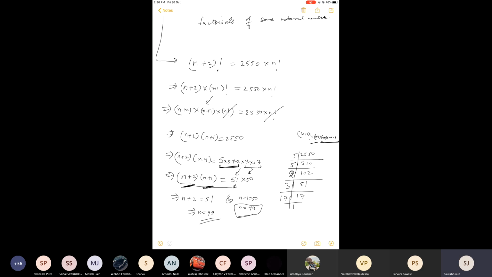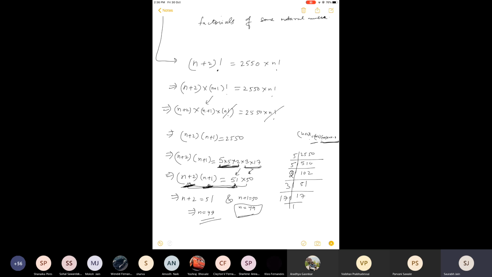And how to compare? Obviously, the bigger value will be compared with the bigger term and the smaller value will be compared with the smaller term. When you do this, you will get the same value of n from both of these, that is 49, which is the answer. If you go for any other combination, then you cannot compare.